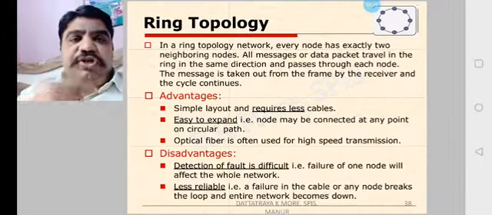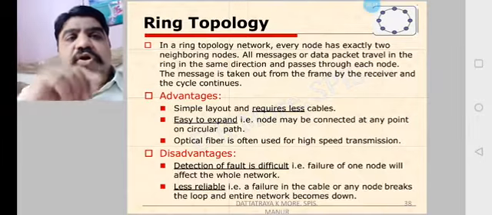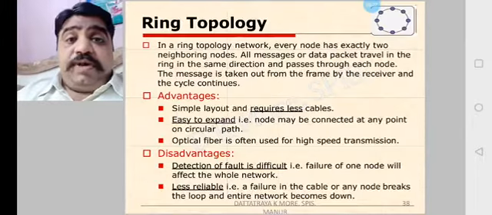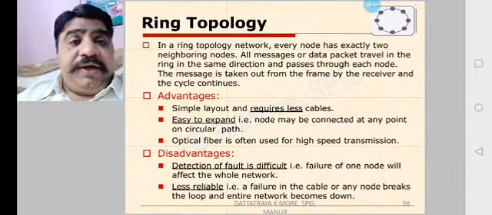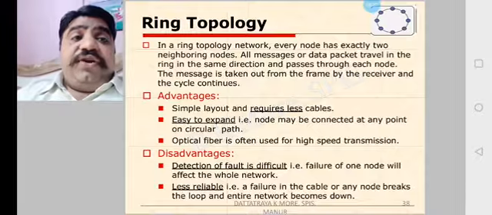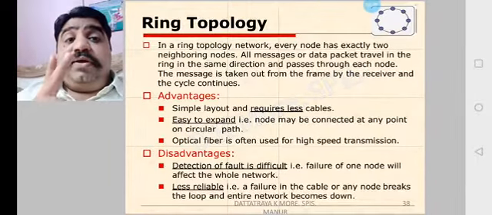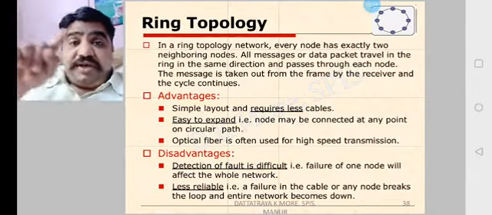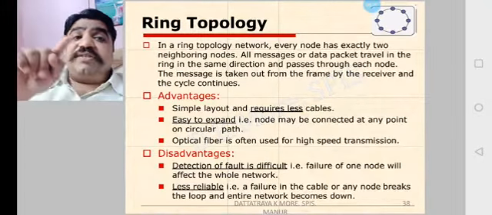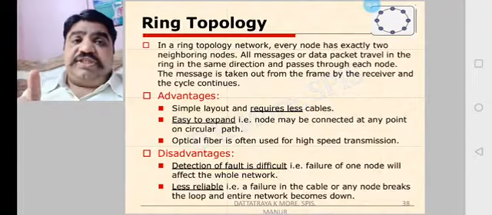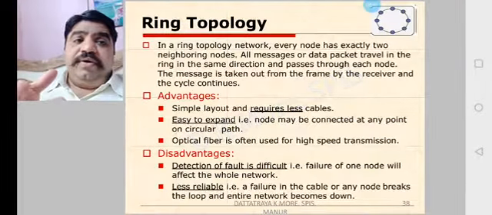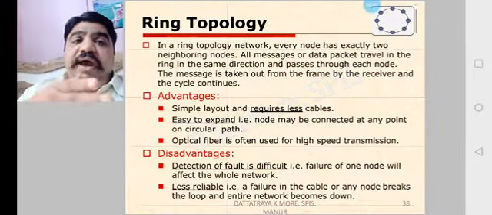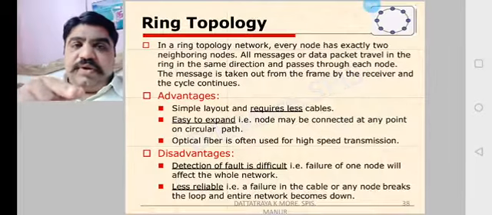You just observe the picture. A ring is there. On that ring all nodes are attached on a single cable. There is no need of any extra main cable or any switch over here. In a ring topology network, every node has exactly two neighboring nodes. All messages or data packets travel in the ring in the same direction and pass through each node. The message is taken out frame by frame by the receiver, and the cycle continues.